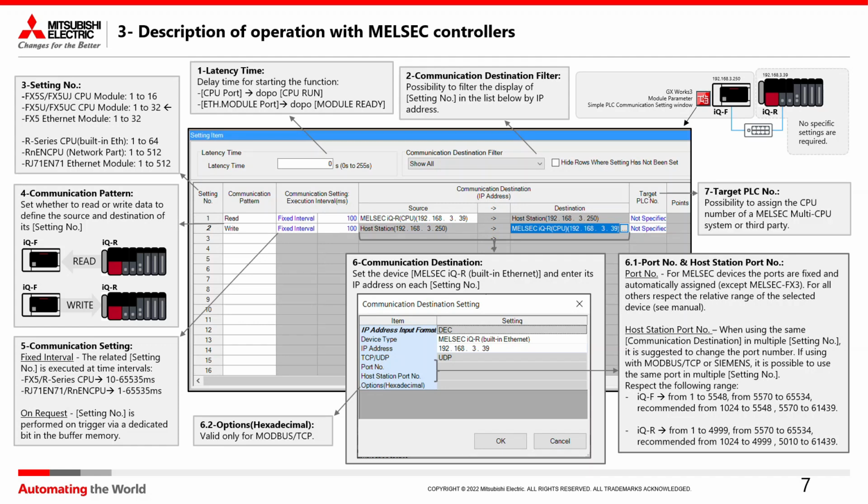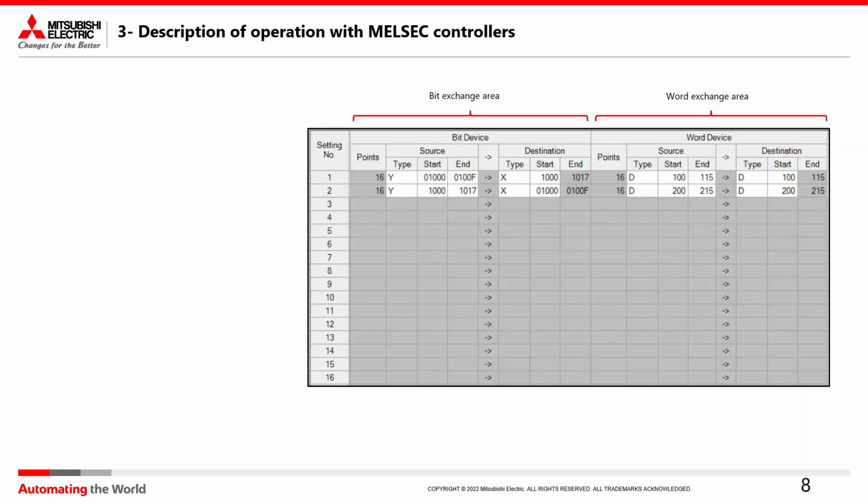Finally, in the field Target PLC number, it will be possible to assign the CPU number of a Melsec multi-CPU system and also some third-party multi-CPU system. Continuing horizontally on the list of settings, we will find the data exchange area between source and destination, divided into bit device and word device.